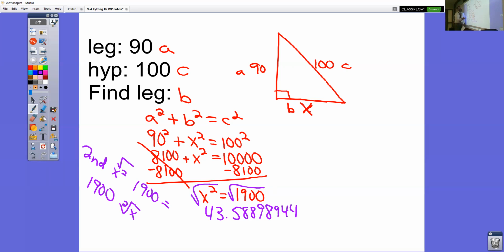43.58898944. We want to round to the nearest tenth. That's what the directions will say. The 5 is in the tenths place. We need to look at the number after it. That number is 5 or higher, so that means this is going to round up to be 43.6.